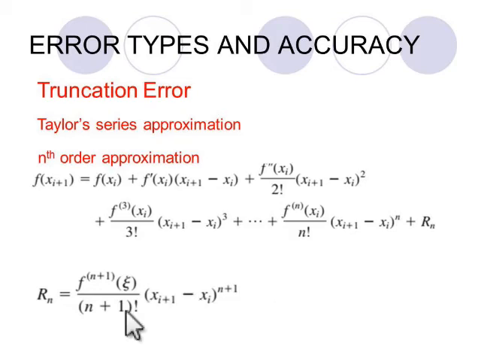The remainder can be written like this, okay, by using the first and second theorem on integrals. So here this value is between xi plus 1 and xi, because you are making an integration between these two, okay? First mean theorem and the second mean theorem.